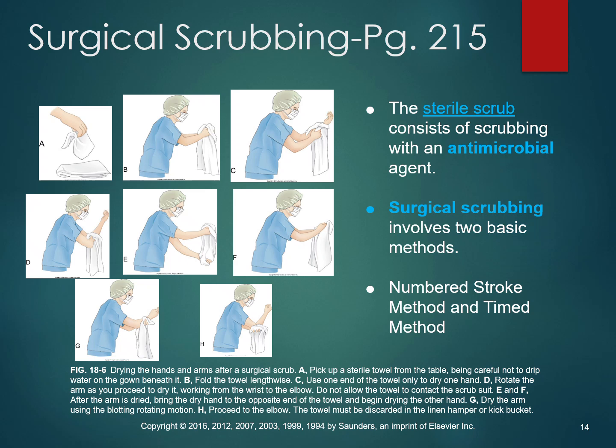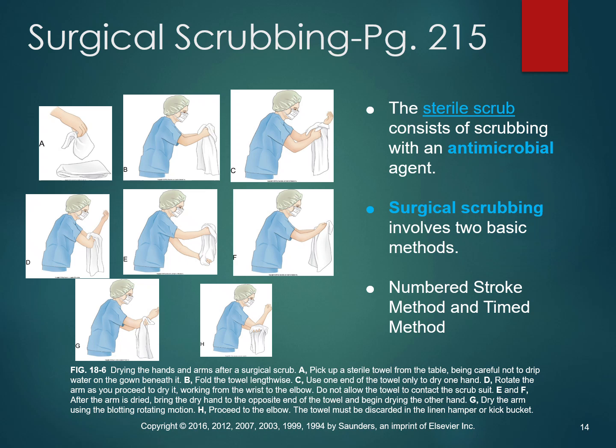After you're all scrubbed, you would pick up the sterile towel from the table, being careful not to drip water on the gown beneath it. You want to fold the towel lengthwise. In C, you're going to use one end of the towel only to dry one hand. You're going to then rotate the arm as you proceed to dry it, working from the wrist to the elbow. Do not allow the towel to contact the scrub suit.